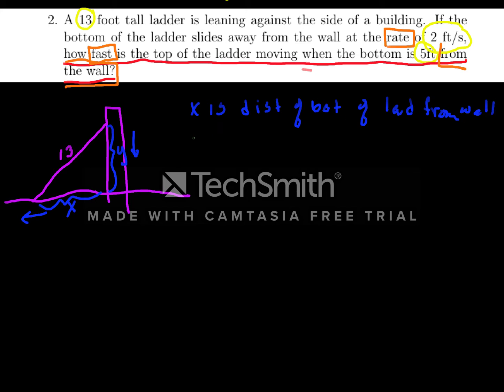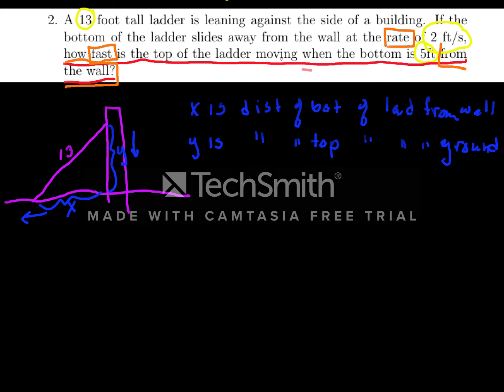And y is the same thing, the distance of the top of the ladder from the ground. Right, so x is the distance, so this is really good practice to write out exactly what your variables are, because oftentimes you get in the middle of a problem and you forget what your various variables are, and then you get lost in how to solve the problem. So I highly recommend writing it down.